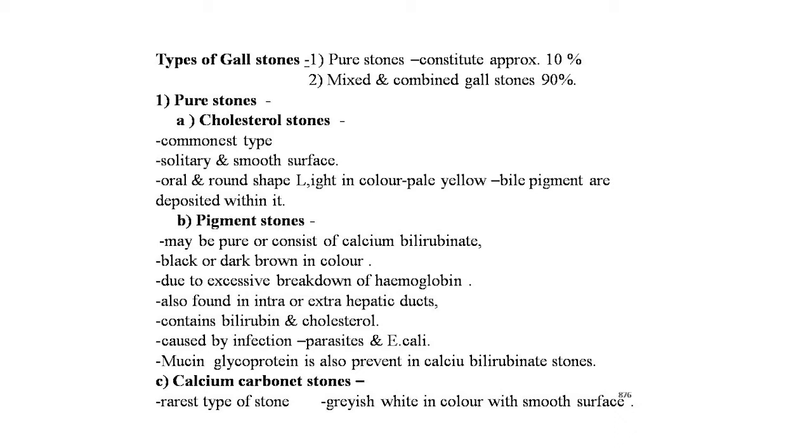Pure stones type B are pigment stones, which may be pure or consist of calcium bilirubinate, black or dark brown in color due to excessive breakdown of hemoglobin. Also found in intra or extrahepatic ducts, containing bilirubin and cholesterol, caused by infection, parasites and E. coli. Mucin and glycoprotein are also present in calculi of bilirubinate stones. The third type of pure stones of the gallbladder is calcium carbonate stones, the rarest type of stone. This is greyish white in color with a smooth surface.